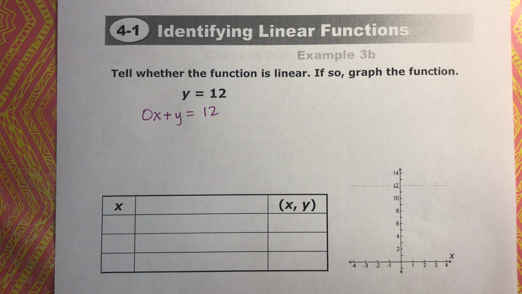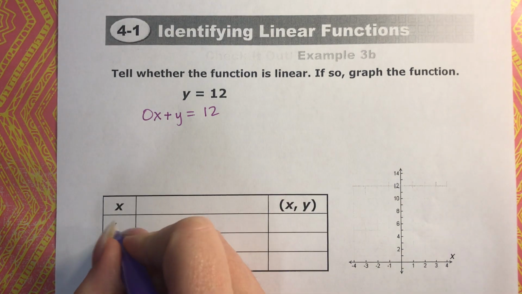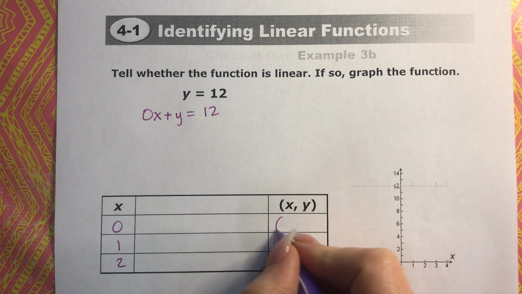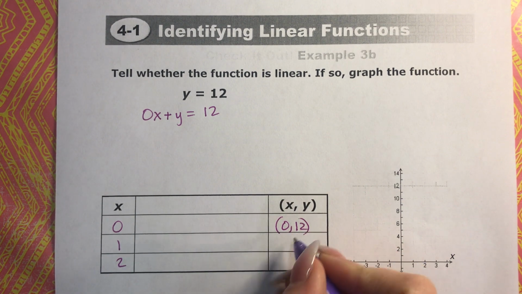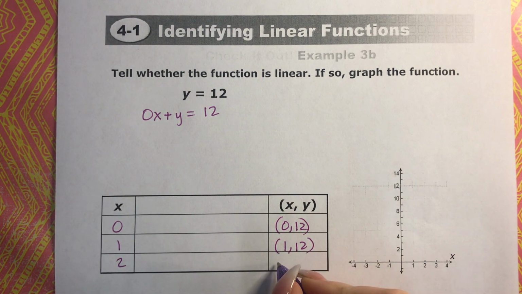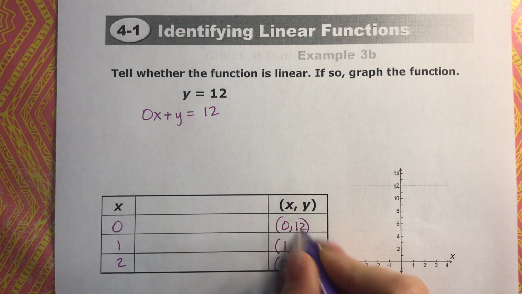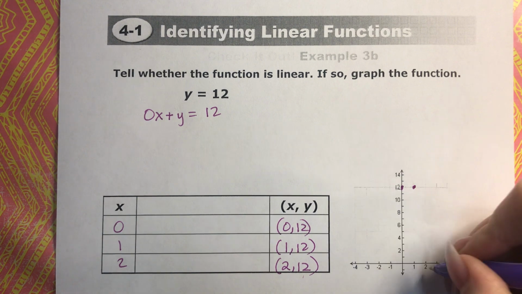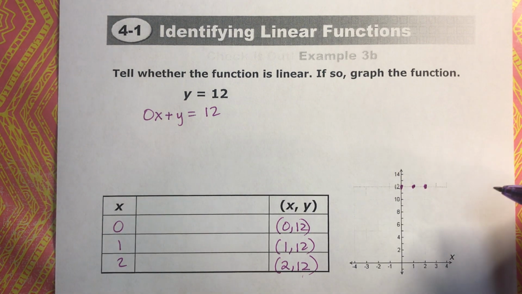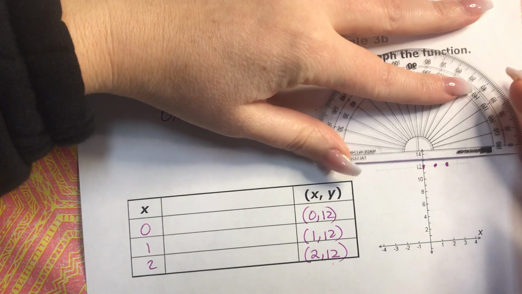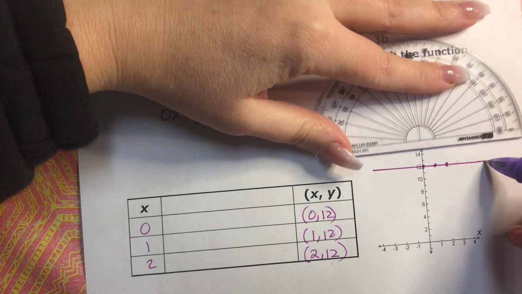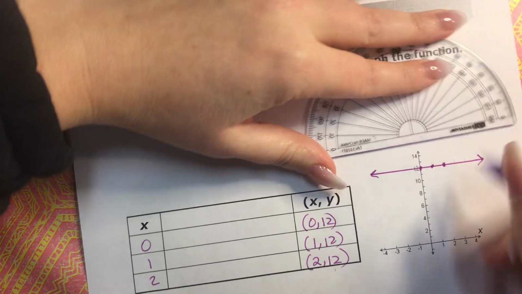And so we're just going to graph it. We know if we put in the values like 0, 1, and 2, y is 12. So y is always going to be 12. So 0, 12, 1, 12, 2, 12. And that's really our linear equation, just a lovely horizontal line.